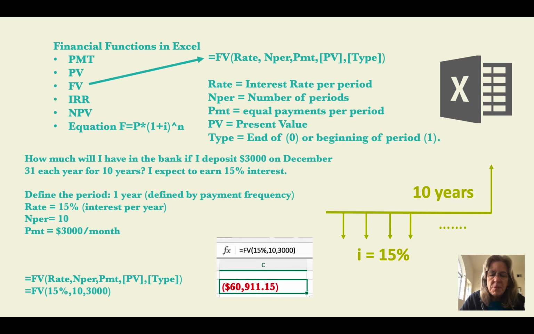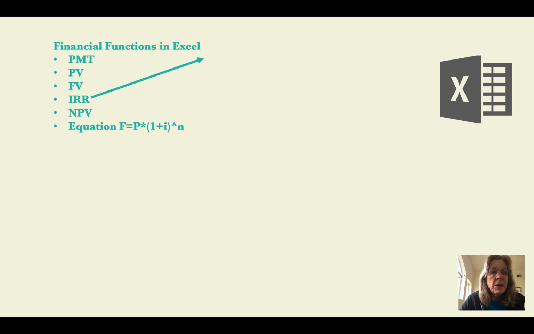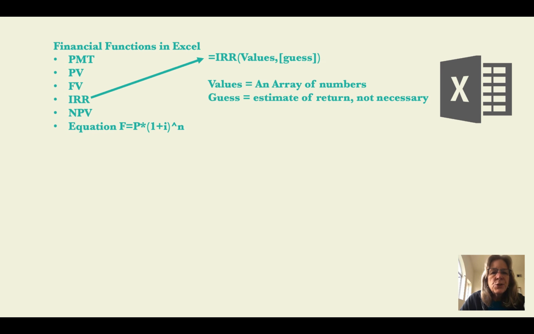The next one is internal rate of return. And we're going to talk about this in more detail, these next two, especially internal rate of return and net present value, when we're talking about valuation. But it also relates to some of the simpler questions that we are asking. So IRR has two inputs. One is an array of numbers, so a range in Excel, and then an estimate of return. But that particular one is not necessary. Most people just do the range of values and figure out what the internal rate of return is.